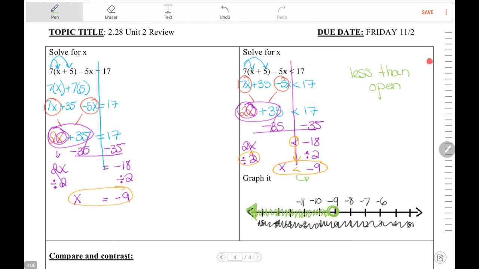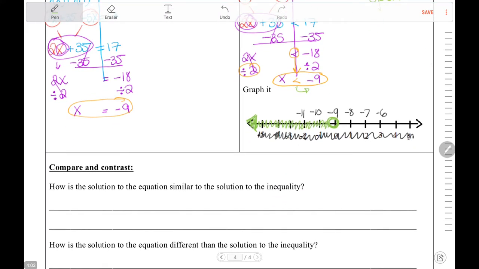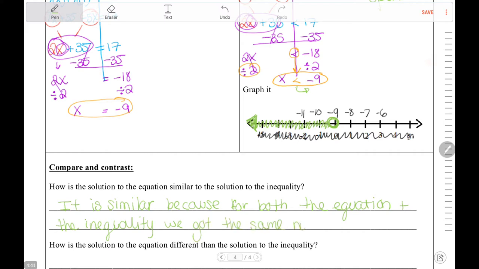Okay, so now that these two things are solved, we're going to compare and contrast. So how is the solution to the equation, x equals negative 9, similar to the solution to the inequality, x is less than negative 9? So it is similar because for both the equation and the inequality, we got the same number.